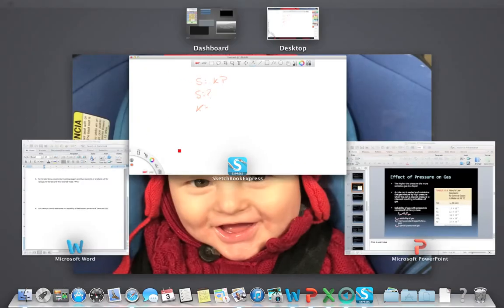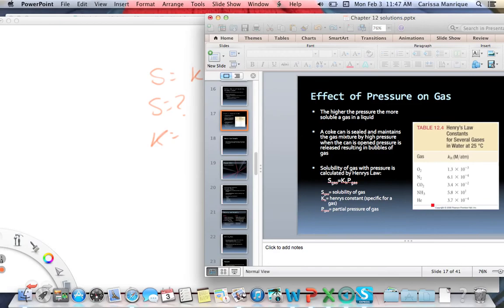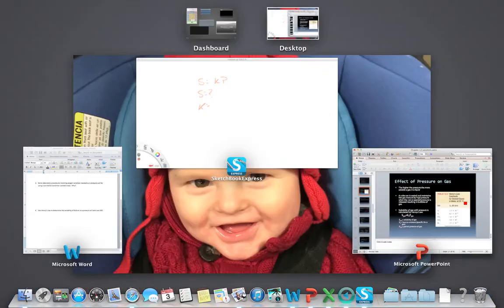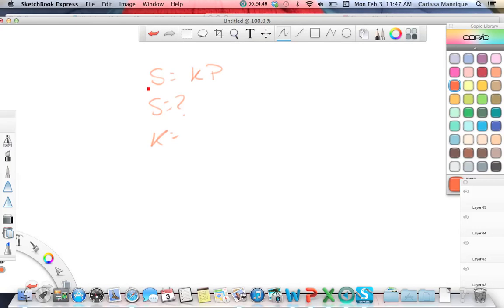K for helium is 3.7 times 10 to the negative 4. That is molarity per atmosphere. And we know the pressure we're putting it at is 1 atmosphere. So we have atmosphere and atmosphere, so those units are good. We don't have to convert anything. So our final unit will be molarity.